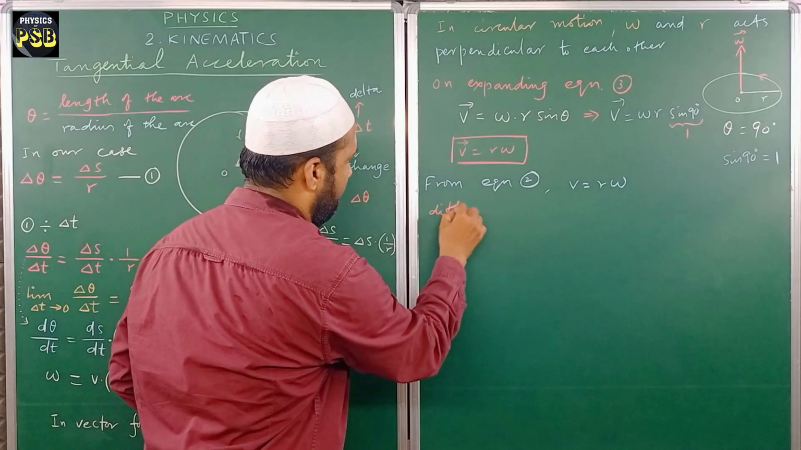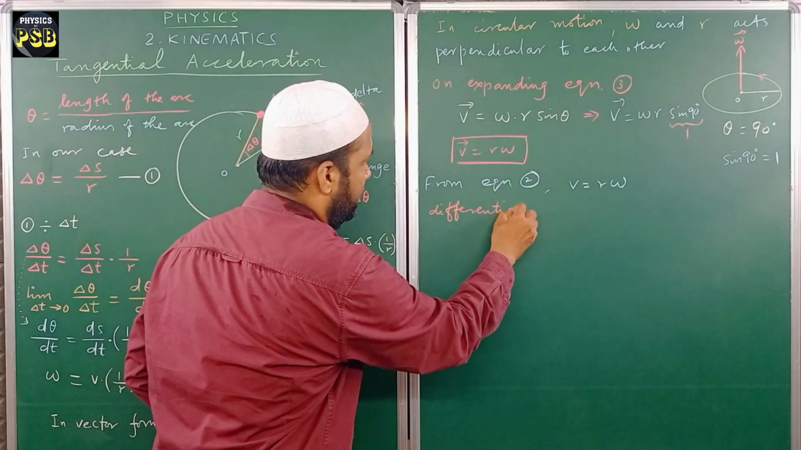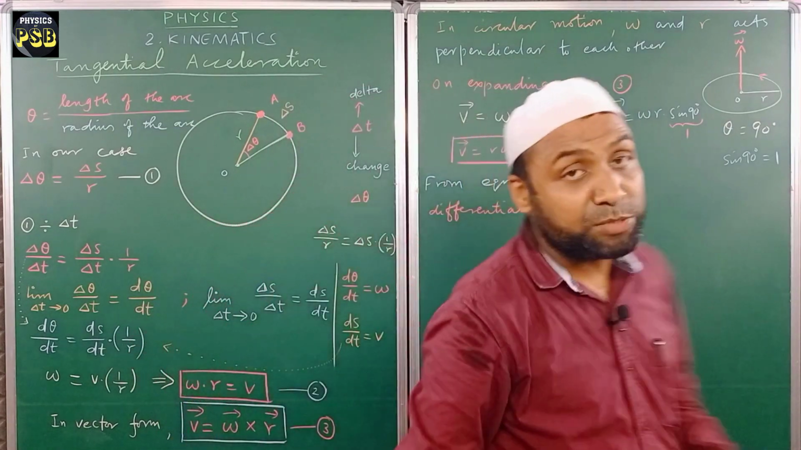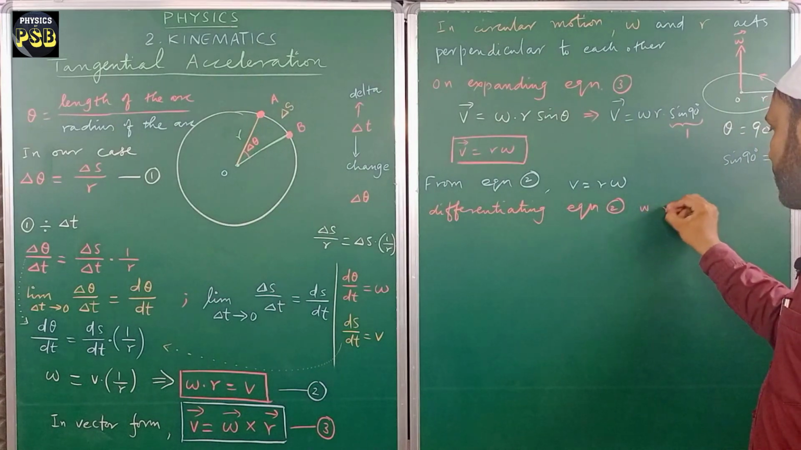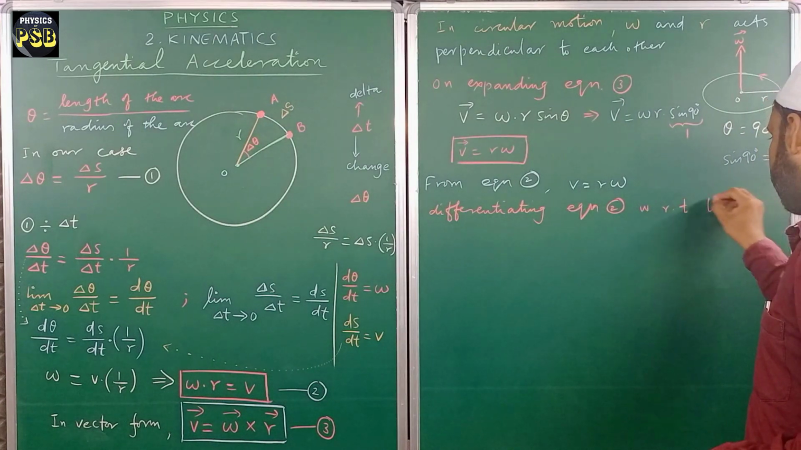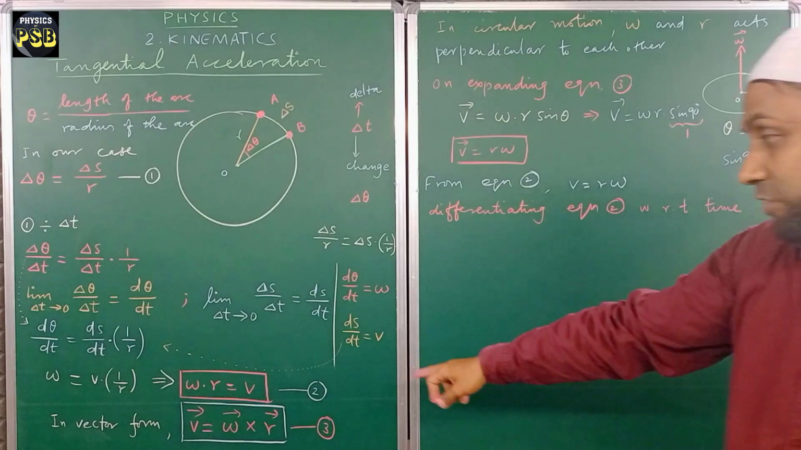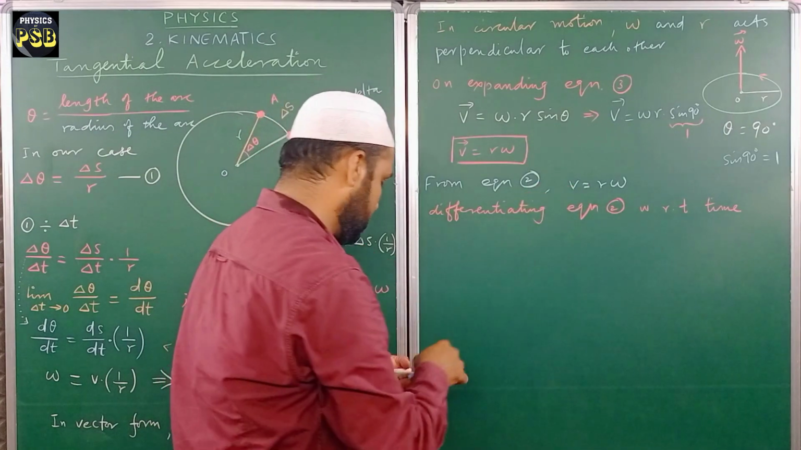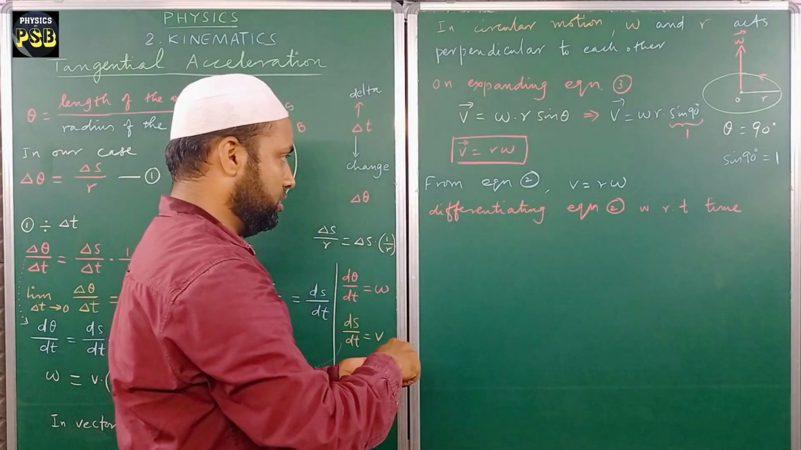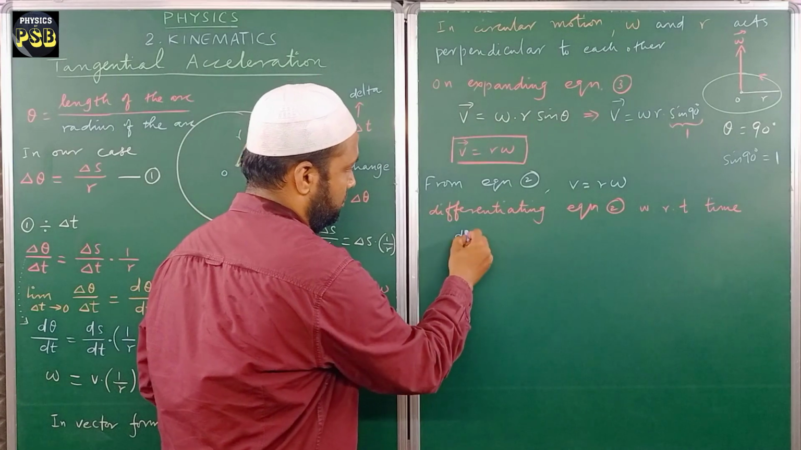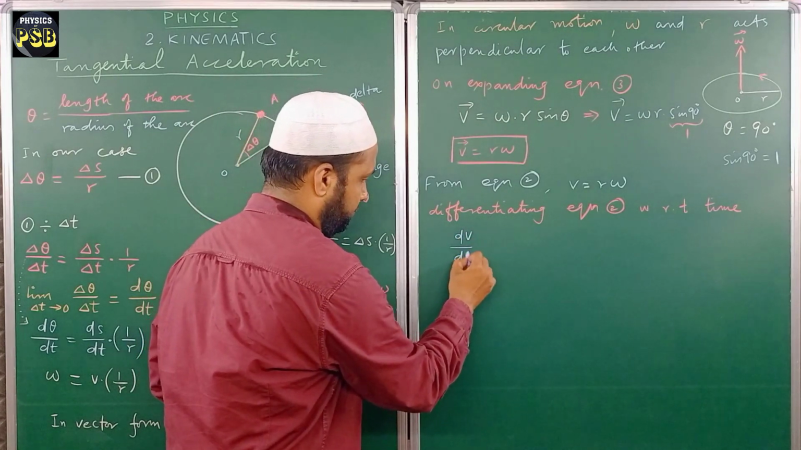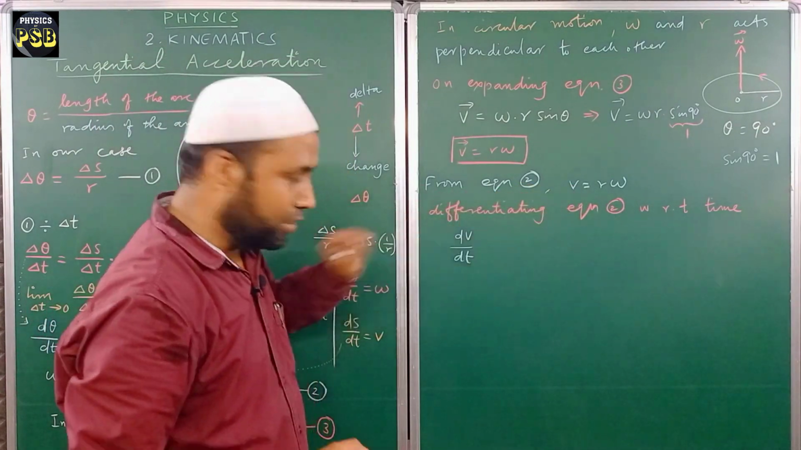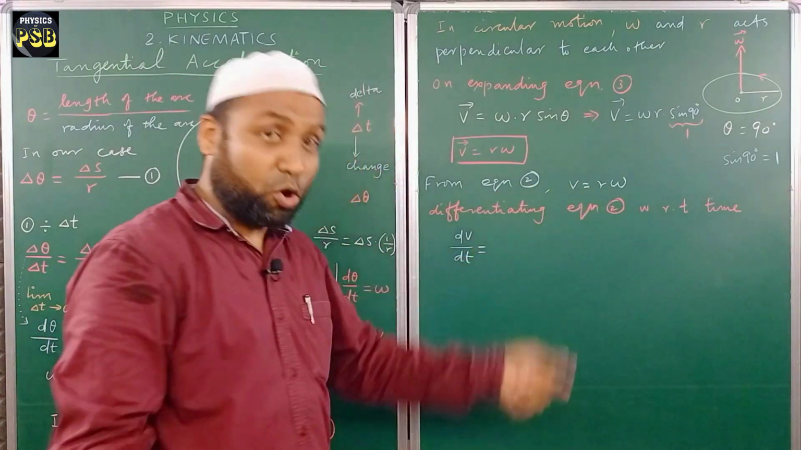Differentiating equation number 2 with respect to time. What do I get if I do so? When differentiating, we will get this. First, dv upon dt, the first order differential of velocity with respect to time. Clear? Then here r is a constant.